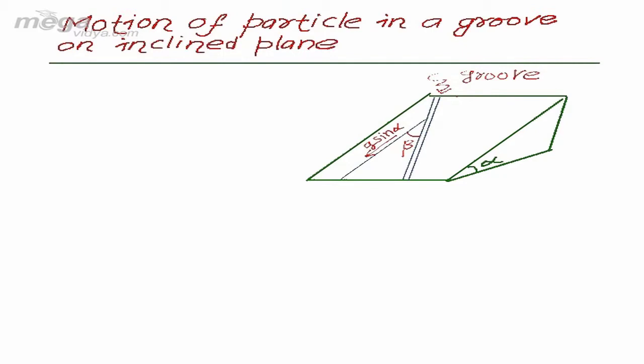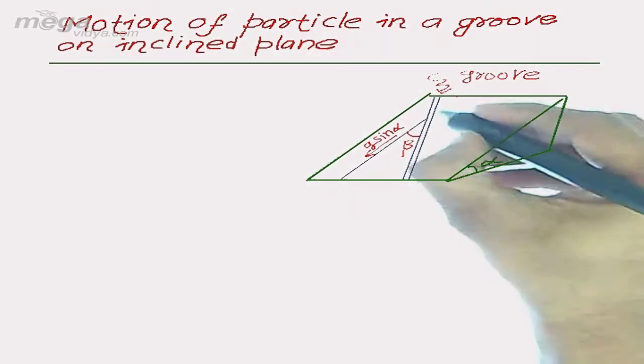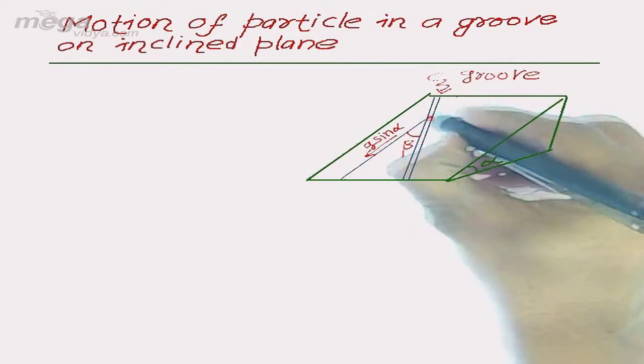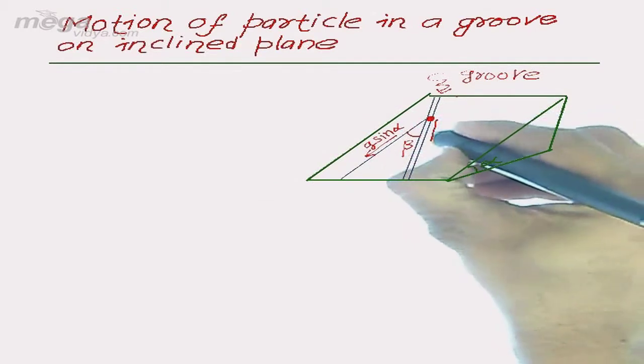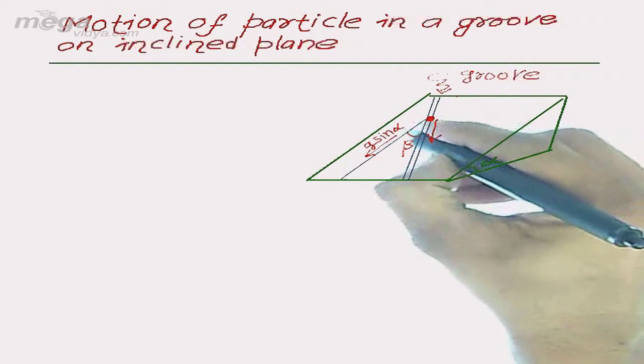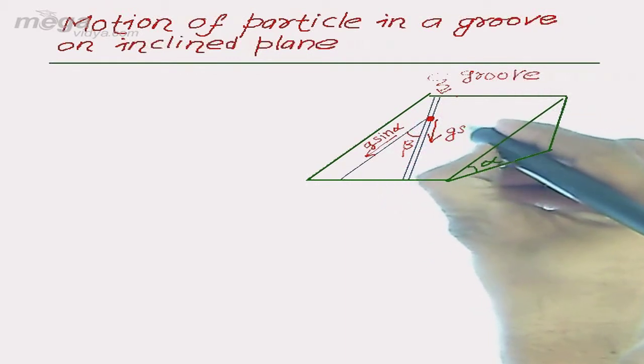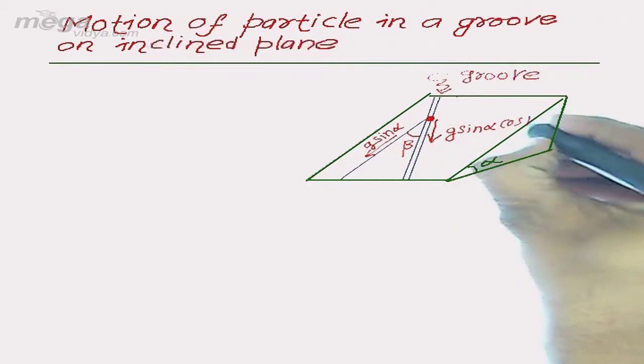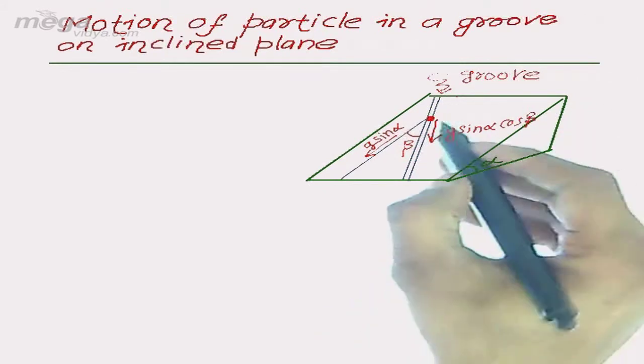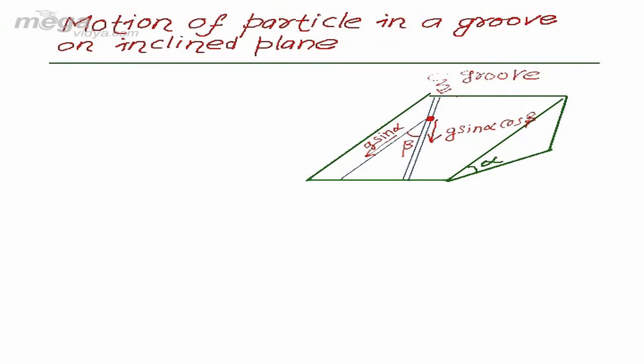greatest slope. So, if the particle moves within this groove, its acceleration down the groove may be taken as one component of this g sine alpha in this direction, which is g sine alpha cos beta, because this angle is beta. So here the particle moves with acceleration g sine alpha cos beta down the groove.